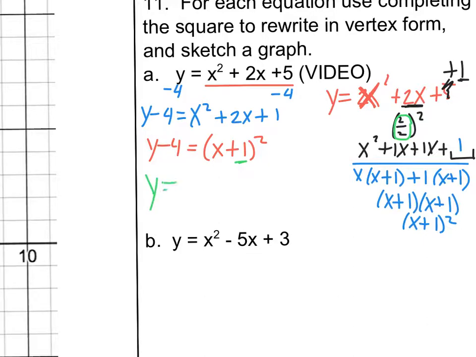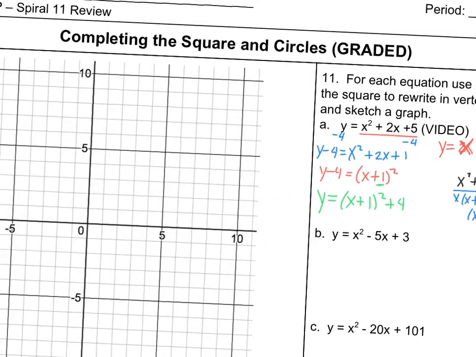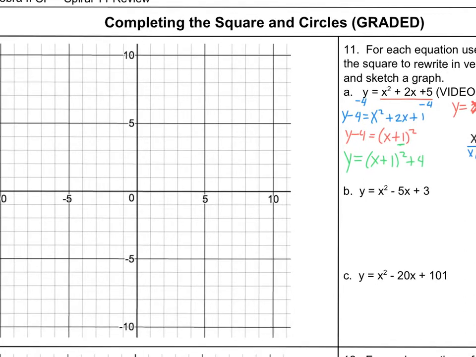Finally, I've got to get y by itself, so I've got x plus 1 squared and then plus 4. In graphing this, my vertex is the first thing we're going to go for, which is going to be at negative 1, the opposite of the inside, comma positive 4. So there's my vertex. Because we have a 1 out front, we're going to go up 1 over 1 on both sides, draw a nice parabola through those points, and we're done.